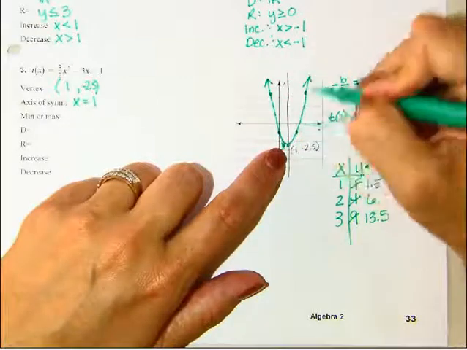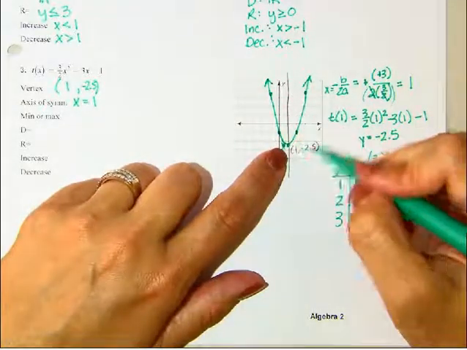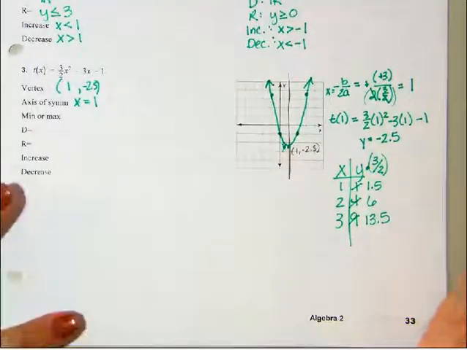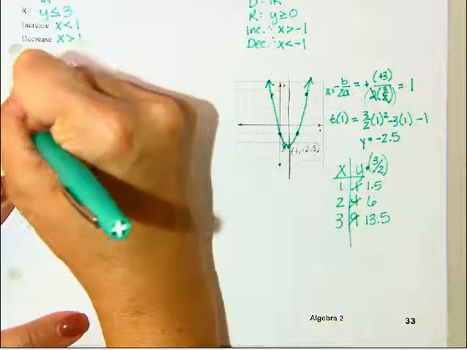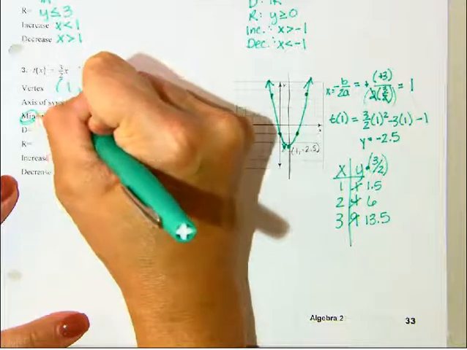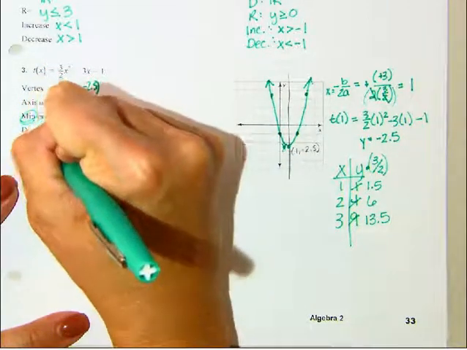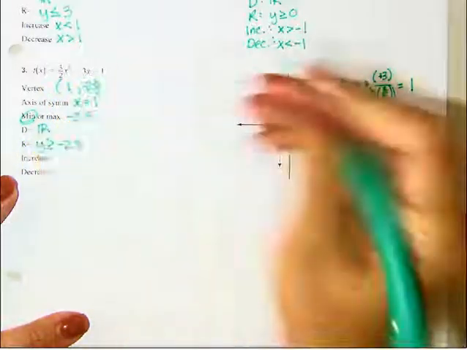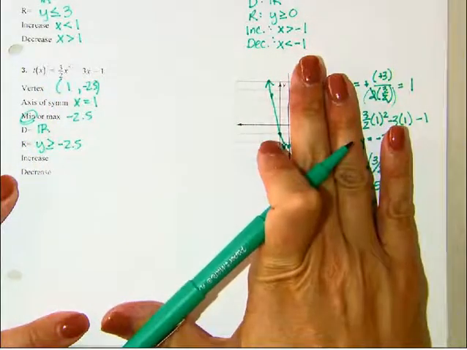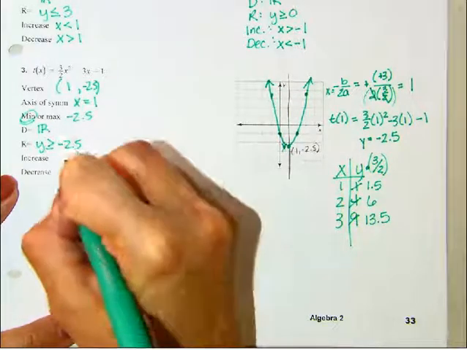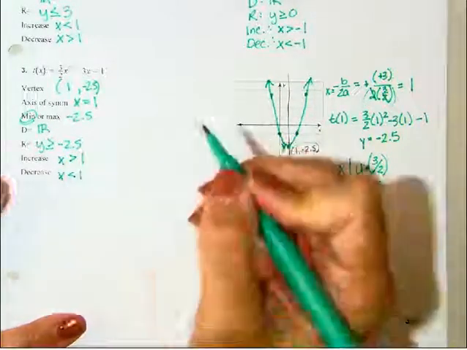Make sure you are making this a curve. It does not come to a point at that vertex. And then you can now say it's a minimum of negative 2.5. The domain is all real numbers. The range is y is greater than or equal to negative 2.5. If I cover it up, it's decreasing when x is less than 1, and it's increasing when x is greater than 1.